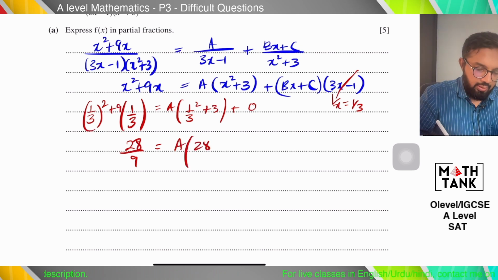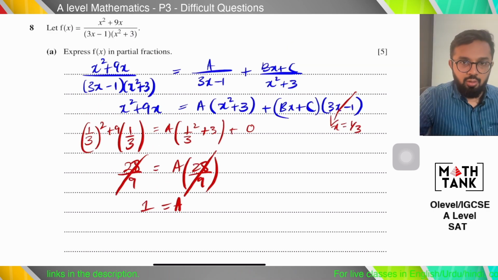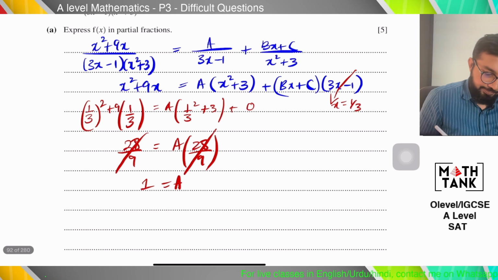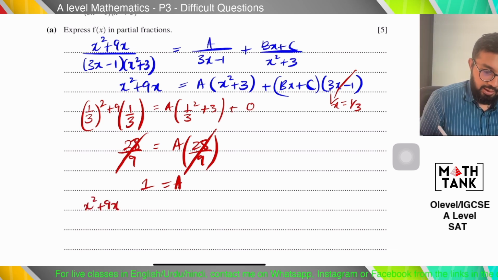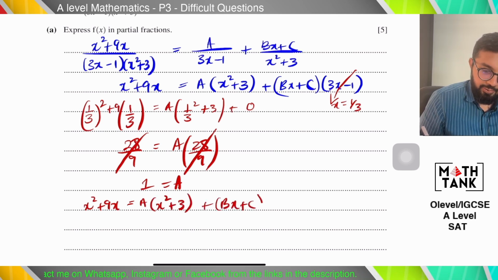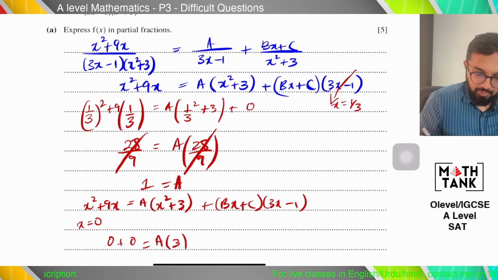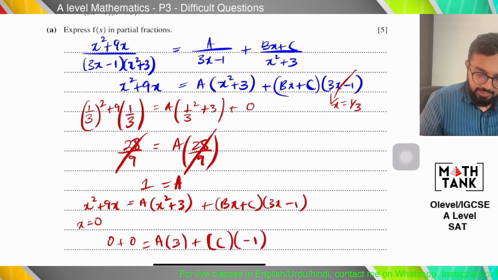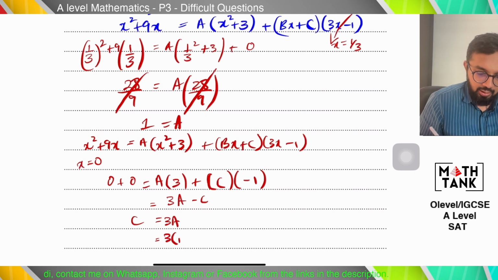And a is 1. Okay, for the other values, we start with x squared plus 9x equals a(x squared plus 3) plus (bx plus c)(3x minus 1). I take x as 0. So 0 plus 0 equals a into 3 plus c into minus 1. So I get 3a equals minus c, and c equals 3a.